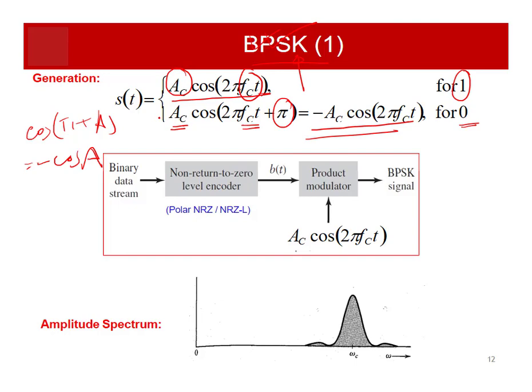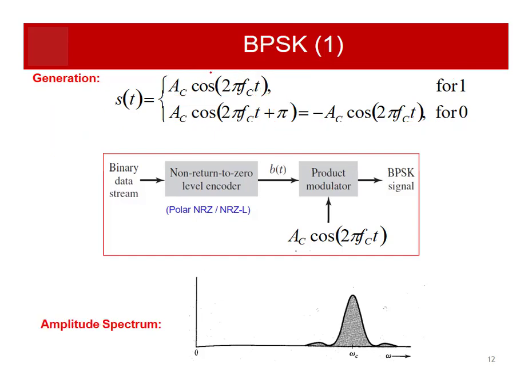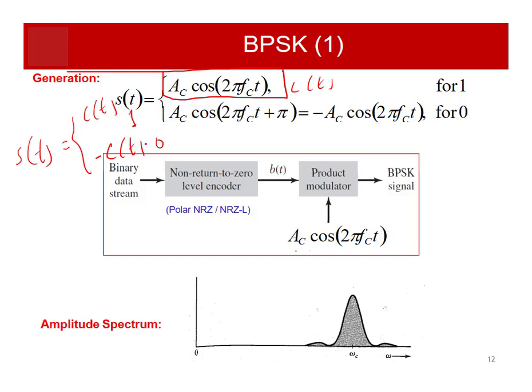So basically very simple. For 1, it is AC cos 2 pi fct. For 0, it is minus AC cos 2 pi fct. One thing is very apparent: this AC cos 2 pi fct is the carrier signal c(t). So we can write s(t) equal to carrier when the bit is 1 and minus of carrier when the bit is 0.